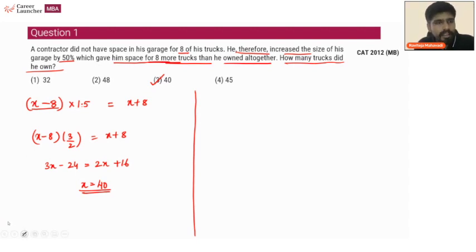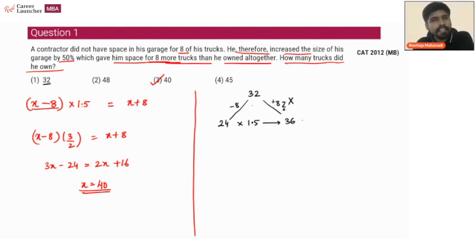Okay. So how can you use options? Let us say initially 32 trucks were there. Let's choose the first option. If initially 32 trucks were there, he could park only 24. If 24 increases to 1.5 times, 24 into 1.5, it becomes 36. Now, is this difference equal to 8? No. So this cannot be my answer. 32 minus 8 was there, but is it becoming 32 plus 8 here? No. So 32 is a gone option.